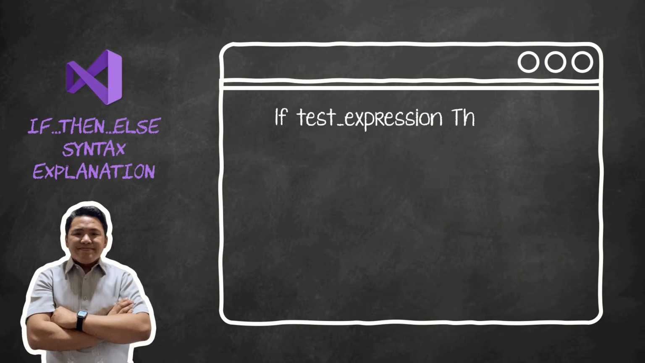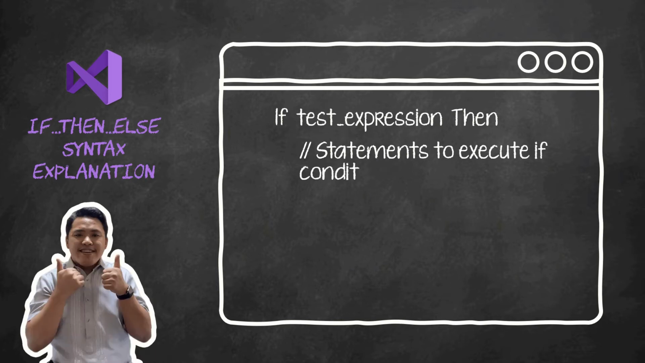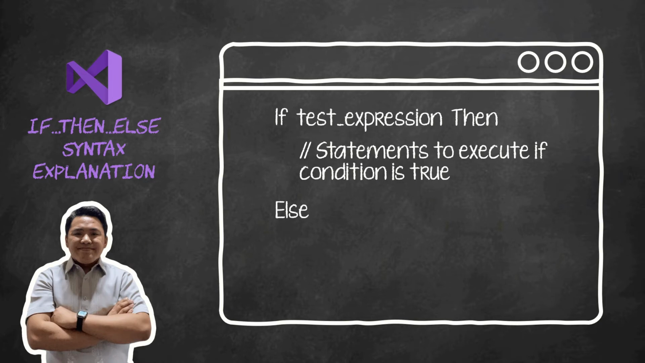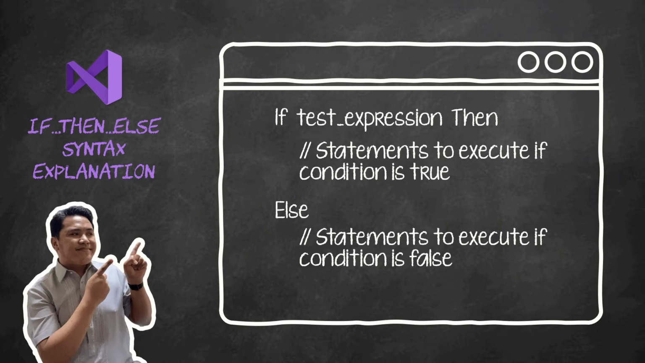Score greater than 10, which will determine if the score is greater than 10. After the test expression, the then statement must be declared. After declaring the then statement, you must include a block of code to execute if the condition is true. The else statement must also be declared, and you should also include a block of code to execute if the test condition returns false. To indicate the end of an if-then-else statement, an end if must be declared.